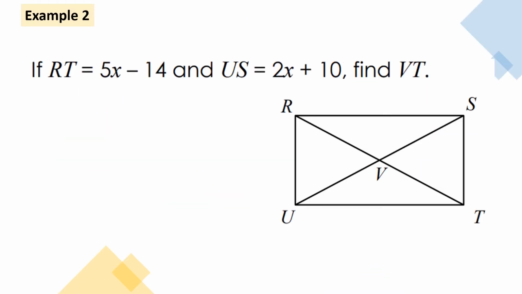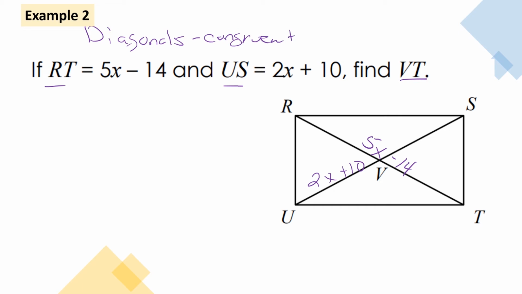So in this problem here, we want to find VT. We're given RT, which is 5x minus 14, and US is 2x plus 10. RT and US are both diagonals, right? They're diagonals, and what do we know about diagonals of a rectangle? They are congruent, meaning they have the same length. And so we could find x by setting these 2 expressions equal to each other.